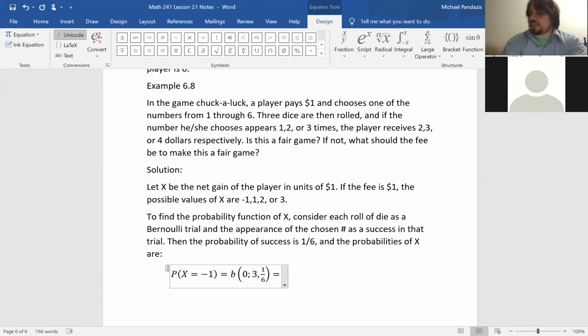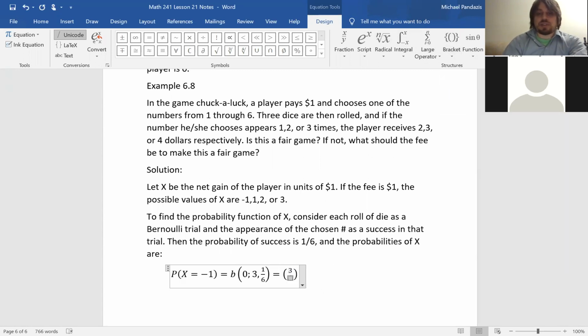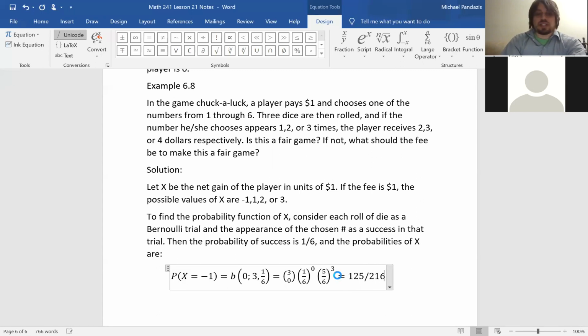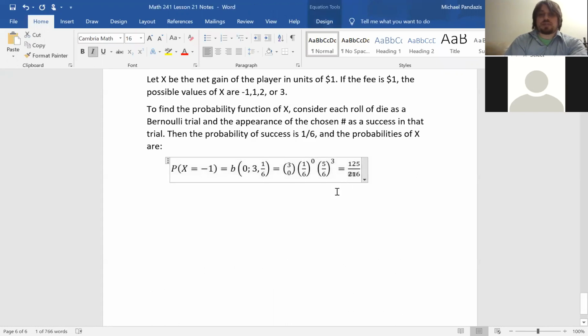So the way you calculate this is, you have three trials, and you want to choose zero out of three to be successes. You have a probability of success, which is 1/6, but you succeed zero times. And you have a probability of failure, 5/6, and you want to fail all three times. So if you calculate that, three choose zero is one, and it's just 5/6 cubed, which is 125 divided by 216. And so that's the probability X equals negative one.